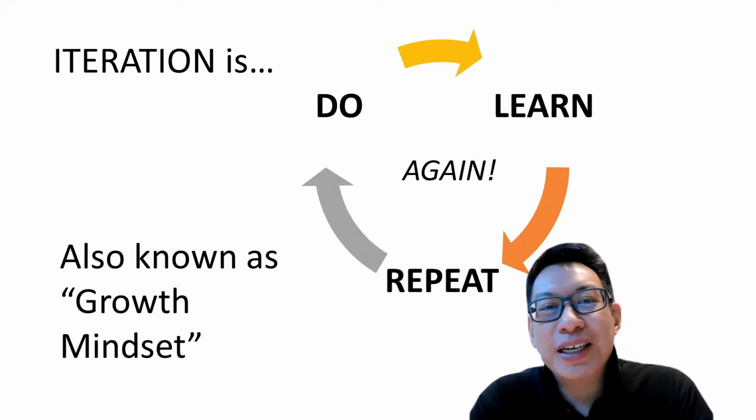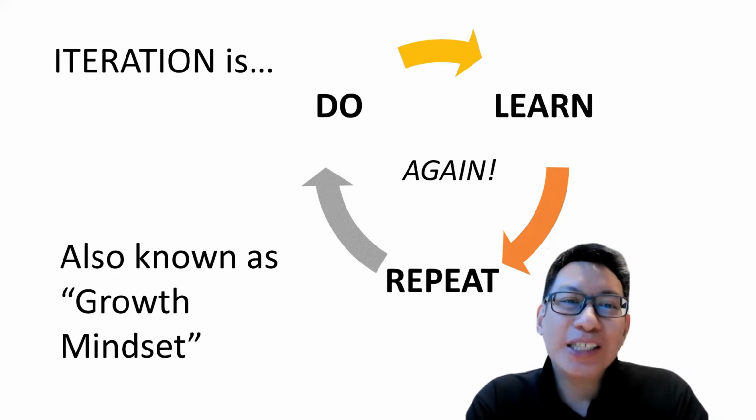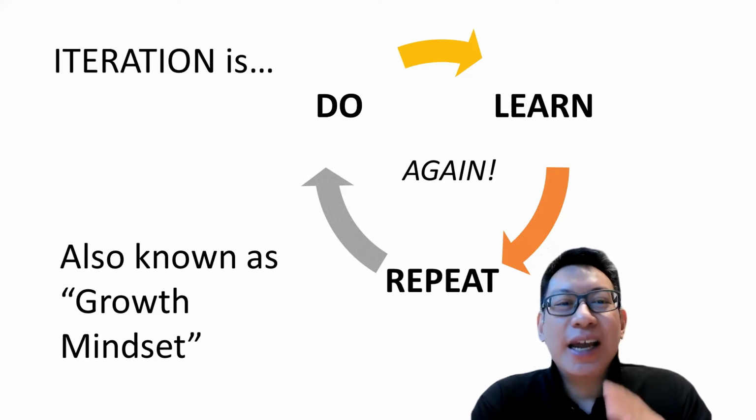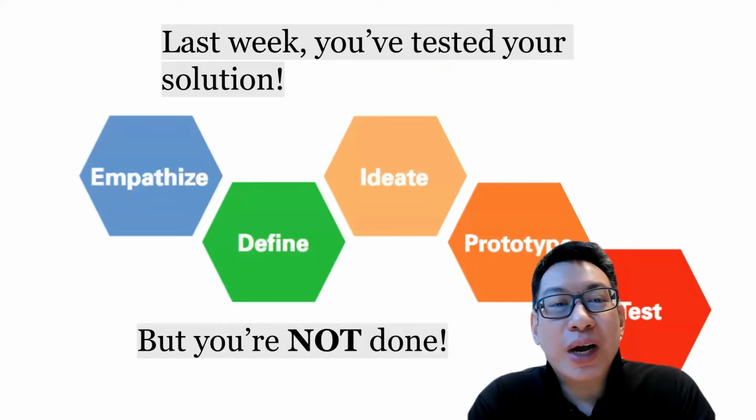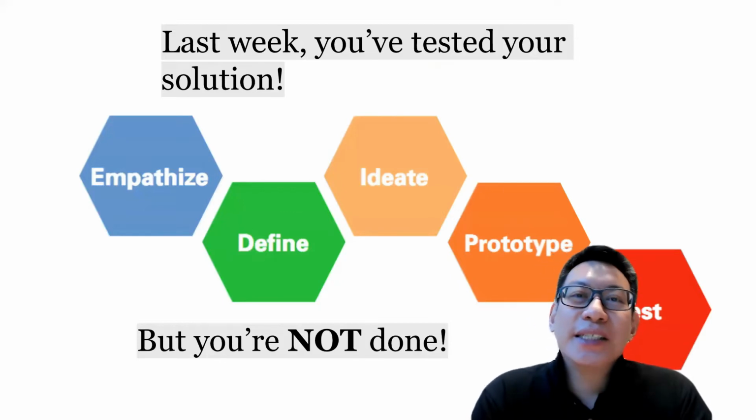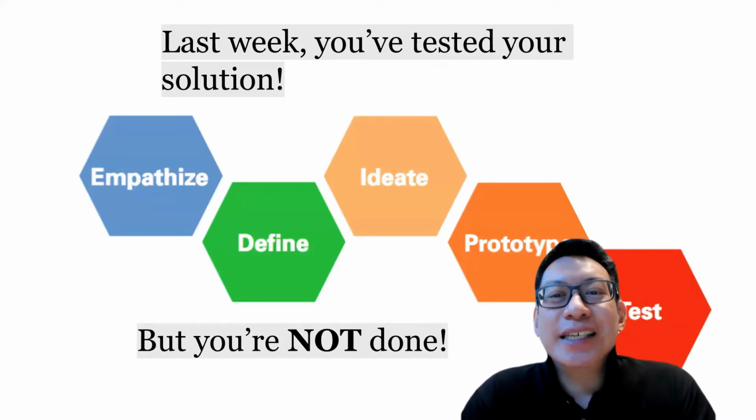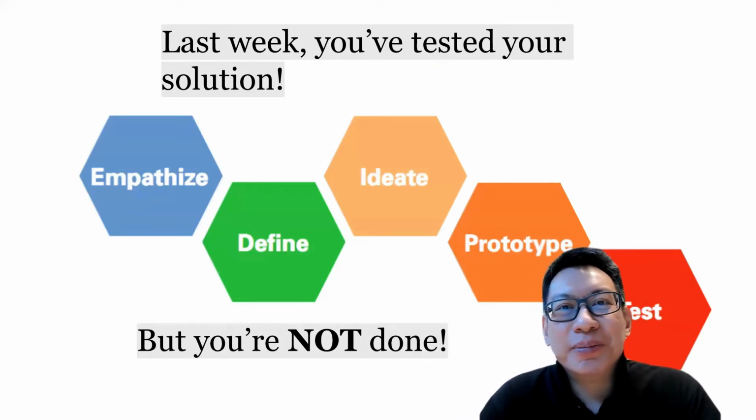Iteration is also often linked to this idea of a growth mindset, that one is constantly looking at ways to improve, the idea of do, learn, and repeat. So for your ICA 2 project up to now, you should have come up with your first prototype and gone out to test and get feedback from some people. So what's next? What's next is iteration.